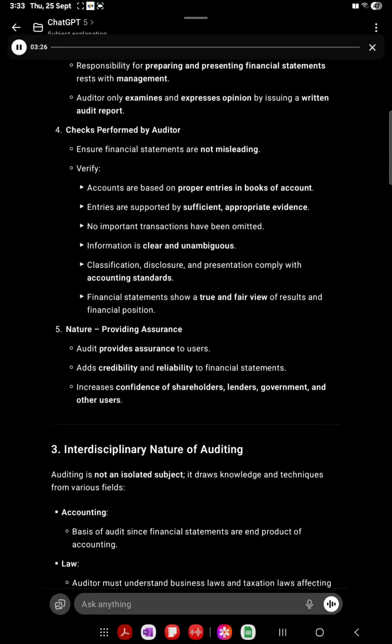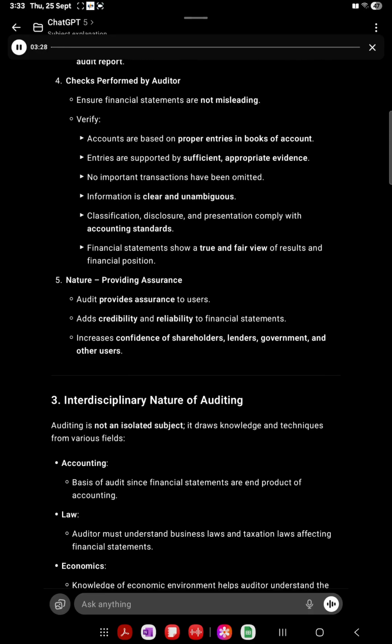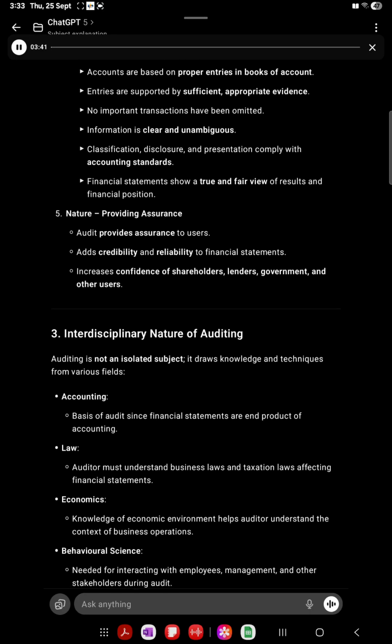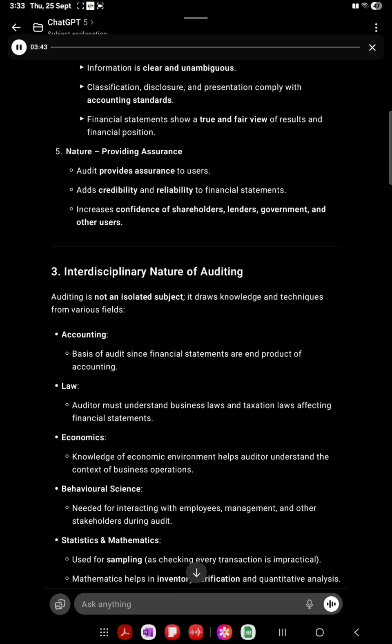4. Checks performed by the auditor. Ensure financial statements are not misleading. Verify that accounts are based on proper entries in the books of account. Entries are supported by sufficient, appropriate evidence. No important transactions have been omitted. Information is clear and unambiguous. Classification, disclosure, and presentation comply with accounting standards. Financial statements show a true and fair view of results and financial position.